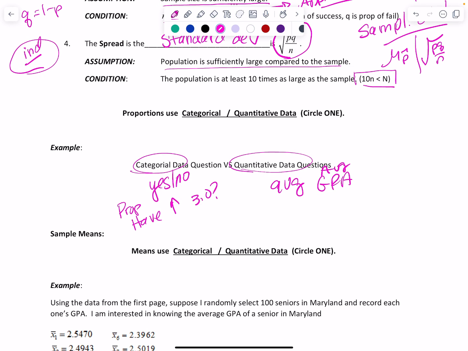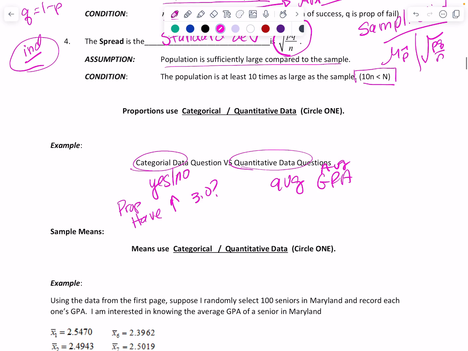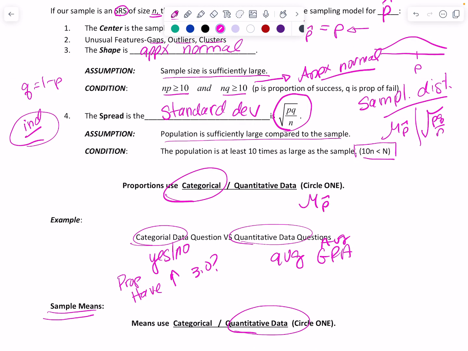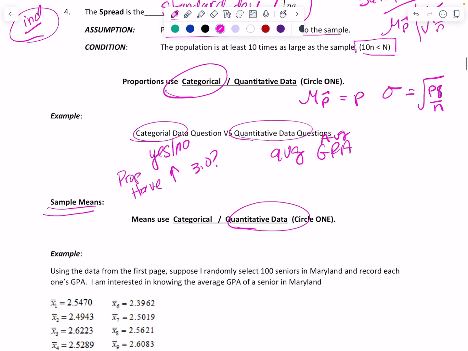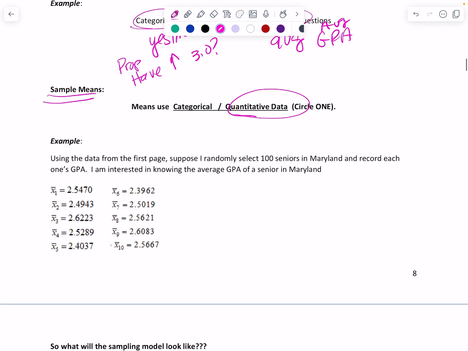All right, when I have categorical data, I'm going to be using sample proportion. When I have sample means, I'm going to use quantitative data, and that would be like using average GPA. So you're going to be using p hat equals P, and standard deviation equals the square root of PQ over N when I have proportion. And you're going to be using sample means when it's quantitative data, when it asks for the average. Something similar to this.